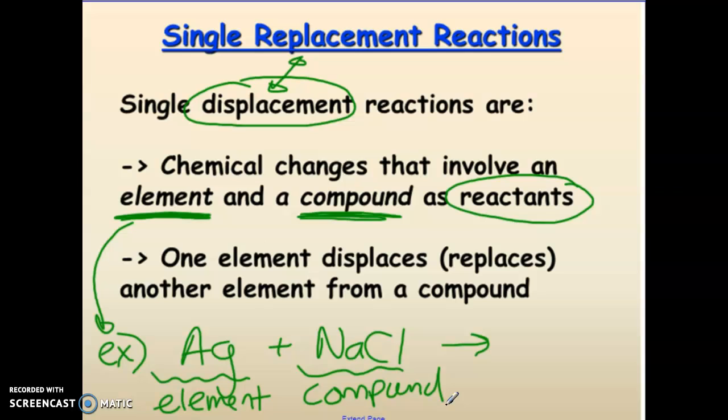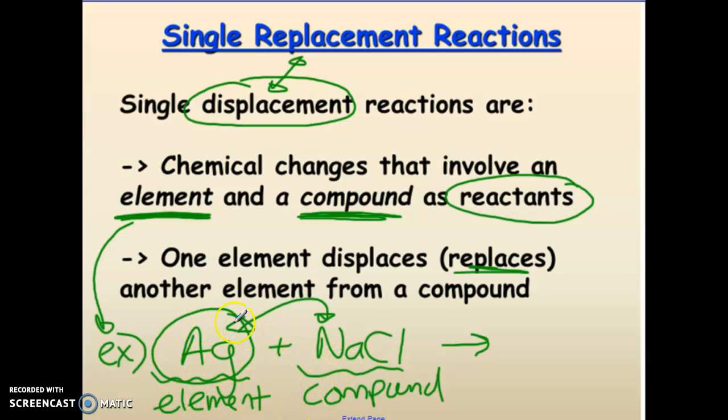Now, what happens here is the element that is by itself will replace the element that's in the compound. How do we know which element will replace which? It's actually pretty straightforward. The element type that is by itself can only replace the same type of element. So a metal can only replace a metal. A non-metal can only replace a non-metal. That's how you're going to know which one will be swapping out.